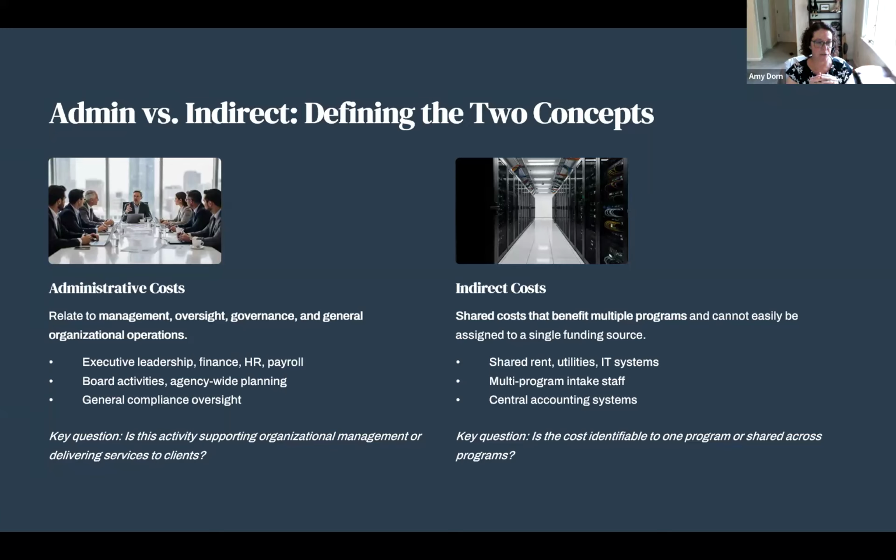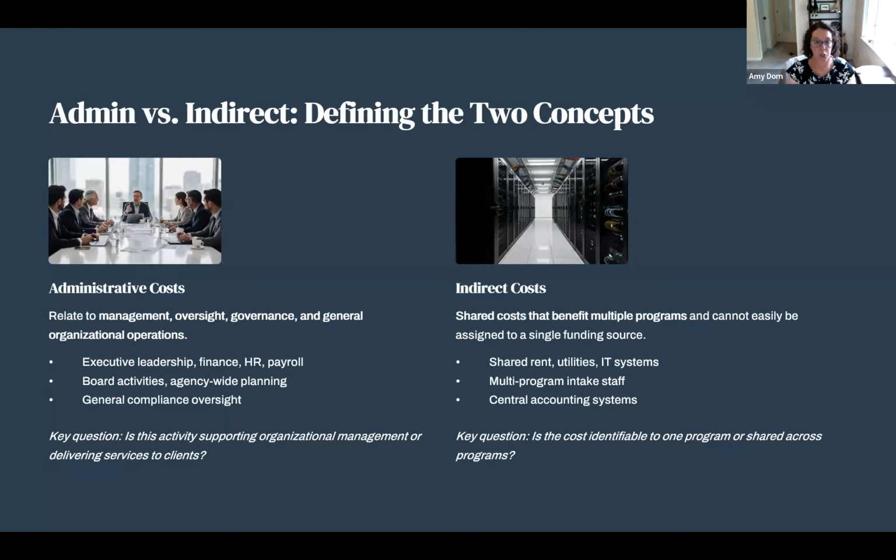That's an administrative cost. So is the activity supporting the organizational management, or is it supporting the direct mission of giving services to the client? That's what determines if it's administrative. It's a different question to ask whether or not it's an indirect cost. That's going to be a shared cost across multiple programs. So that can be your rent, your utilities, your IT.